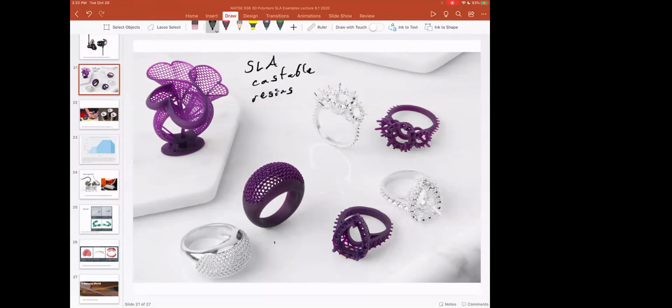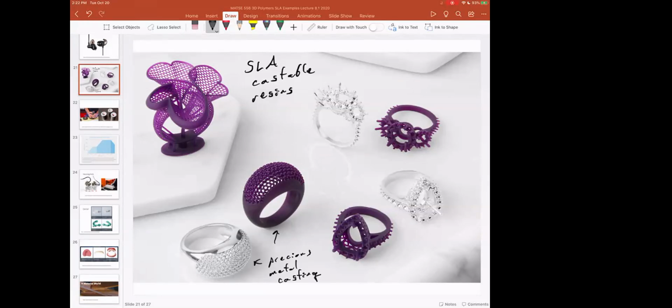you bury this in plaster, and then you do precious metal casting. And so jewelers now have taken up SLA. And also, this is starting to find its way into foundry applications, into custom castings.